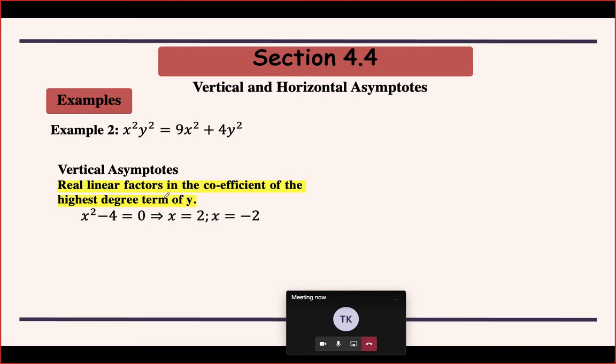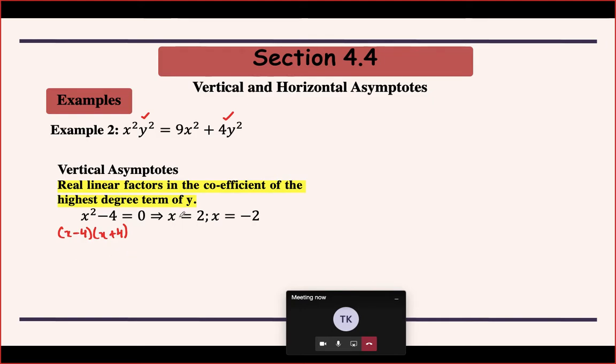So for vertical asymptotes, you have to do the similar process for y. Take the highest degree term of y. So there are two terms which have y square. This one and this term. These two terms have the highest degree term in y square. Take the coefficient of y square. So from here you get x square. From this, if you shift it on the left side, you will get minus 4, and then its factors. So you factorize this, you have x minus 4 into x plus 4. Both these factors are linear and they are having real roots. So you equate them to 0.